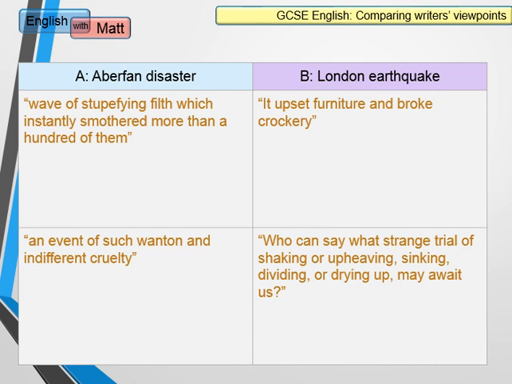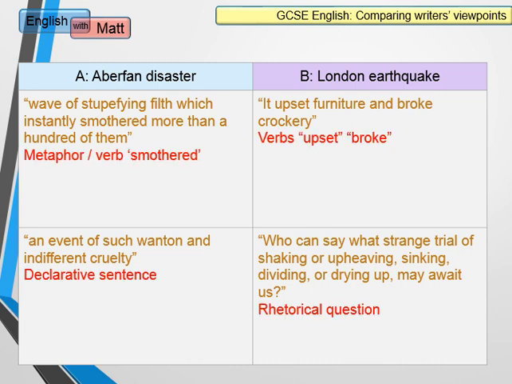Once I've got my quotes, I've got to work out what I think the methods are. So you can see here that I've looked at these quotes and I've said, oh, there's a metaphor, there's a verb, there's a declarative sentence, a rhetorical question. So again, I intend to use these methods in my response in order to reinforce the perspectives of the writers. So the methods have to be in there as well, and that then ticks off another one of those bullet points that we saw when we looked at the question a minute ago.